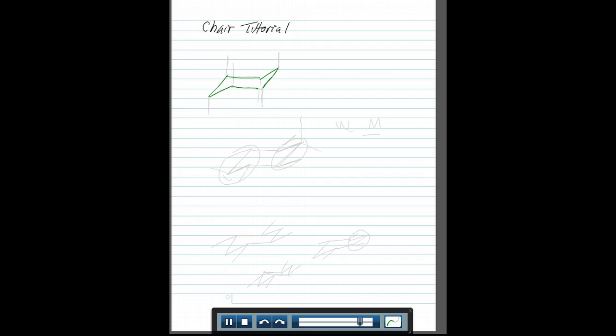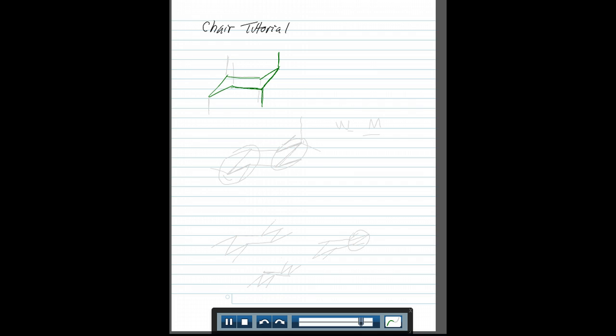So notice these two bonds right here are pointed up. So your axial is straight up. It's not at an angle. Don't draw them at angles. It's straight up. And then if you just keep going around, this bond and this bond, notice, is pointing down. That's your axial. Basically, if you get one of them, the rest of them are the exact opposite.